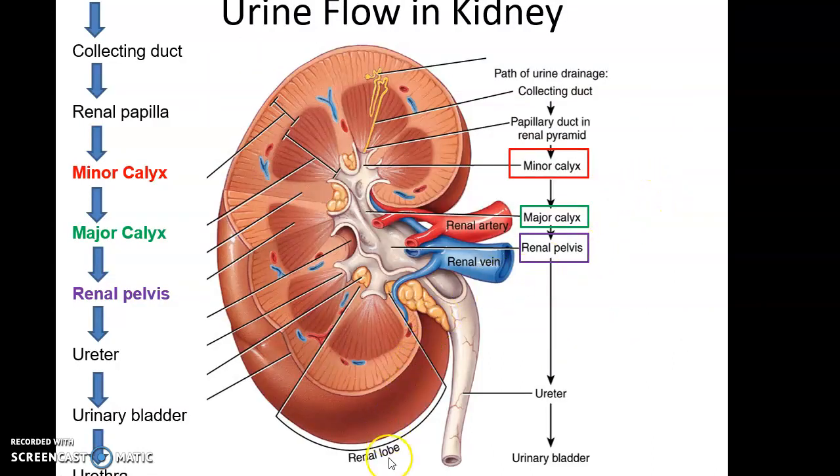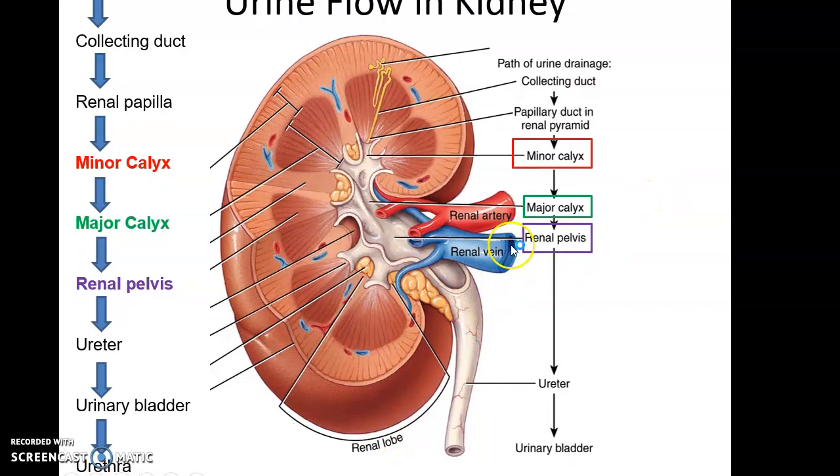All right, so the flow of urine. Once the filtrate leaves the nephron and enters the collecting duct, it is now officially urine. Urine travels through the collecting duct down to the renal papilla, where it will pass into the minor calyx. So the beginning of these whitish tubules are the minor calyxes.